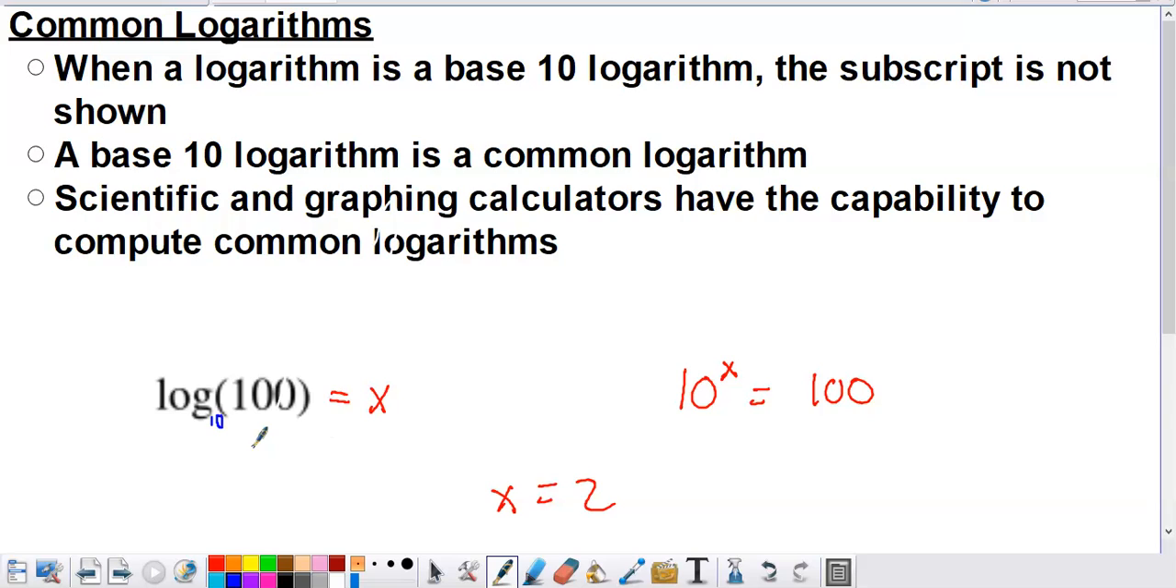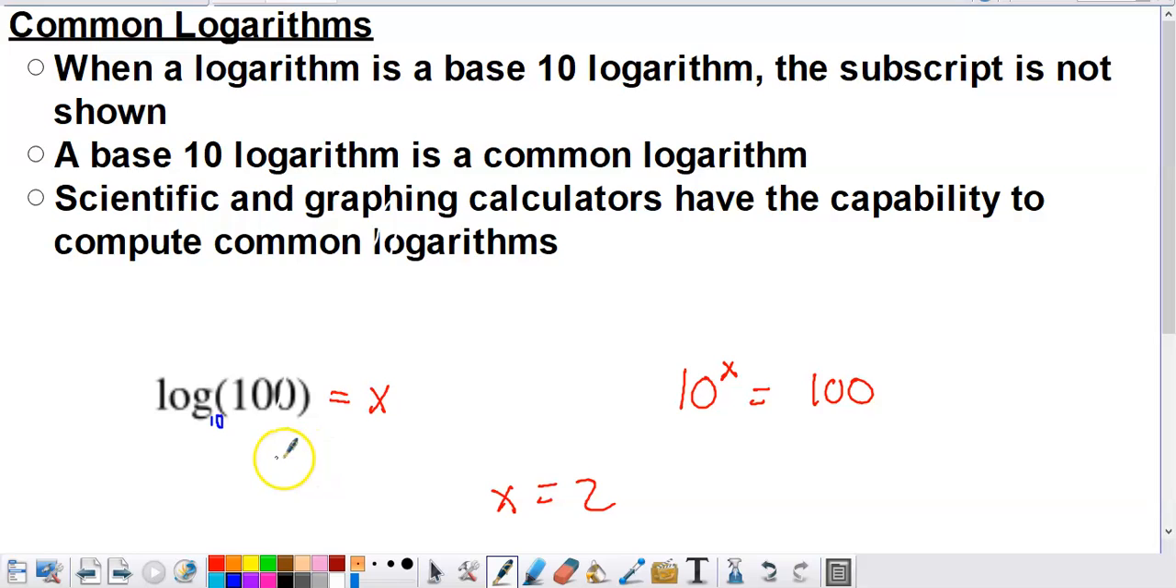Calculators, whether it's a graphing calculator, a scientific calculator that you might use in a chemistry course, the online Desmos calculator that we're about to use here in a few minutes, have the capability to evaluate common logarithms for you. They don't have the capability to evaluate every single type of logarithm. So this is going to be the type of logarithm, or one of the types, that you use most frequently.